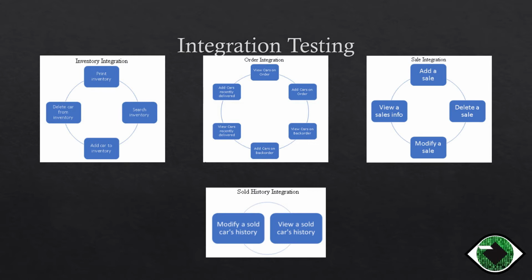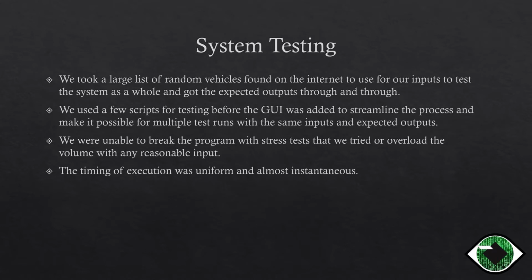Our fourth and final integration group I called the sold history integration. This one was very simple. It only consisted of 2 separate functions: modify a sold car's history and view a sold car's history. And to test this, I would first modify a car's history, and then I would view it to make sure that modification took place as expected.